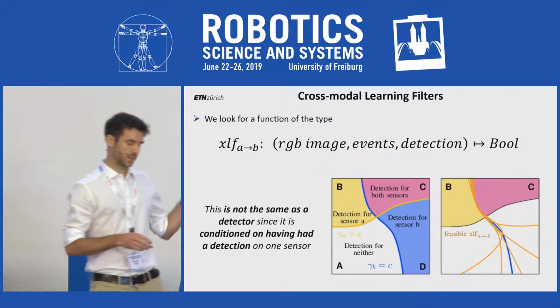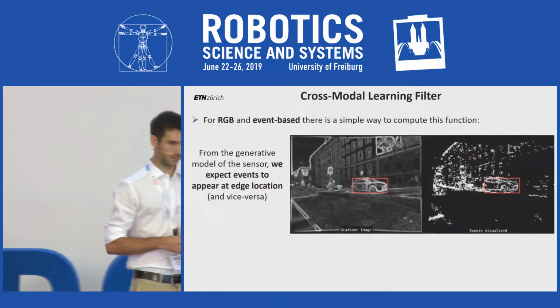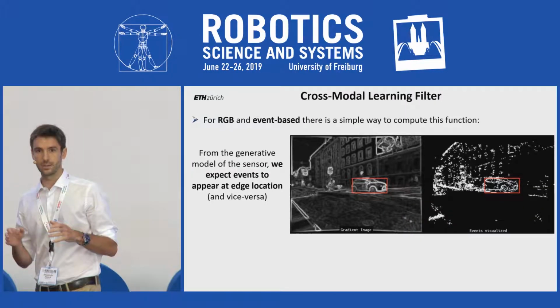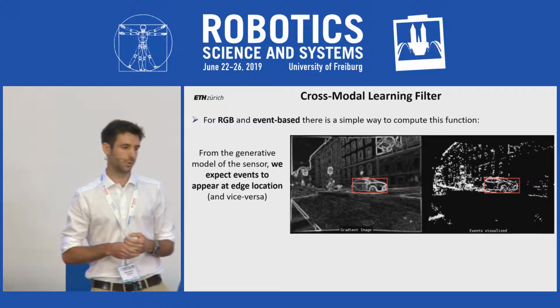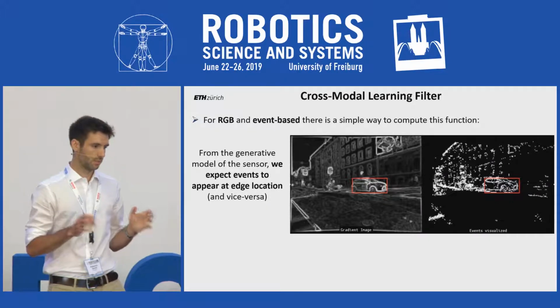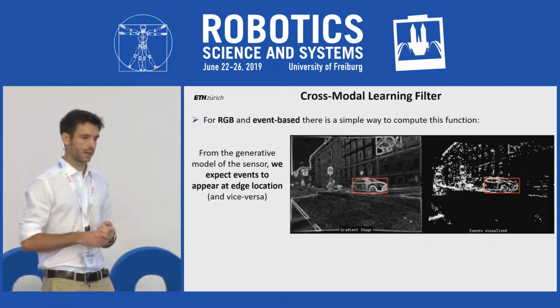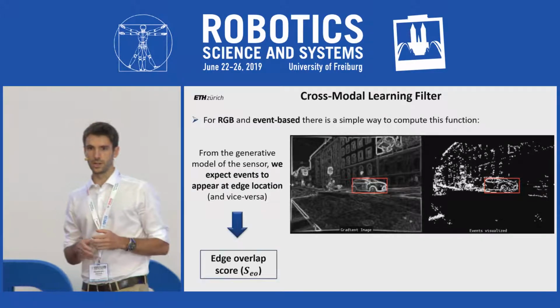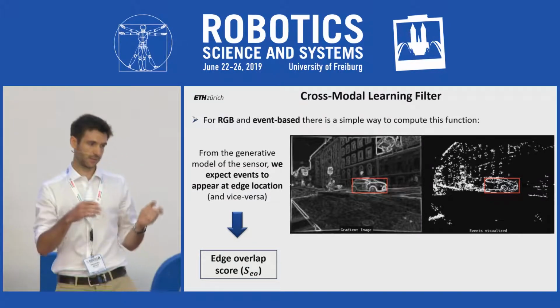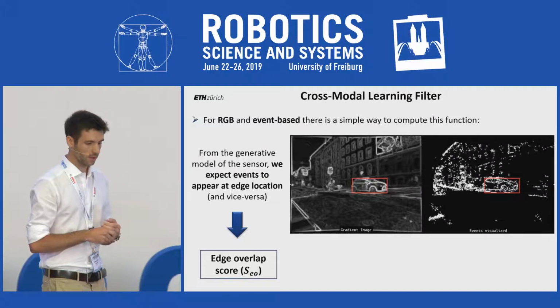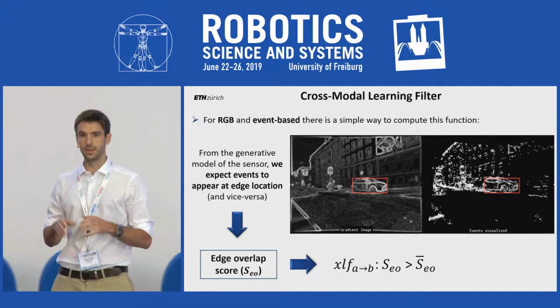This function seems a bit daunting, but it turns out that for RGB and event-based cameras, it's quite simple to compute. We look at the generative model of the sensor, and we check if events appear at edge locations where we expect them to be, and vice versa. Therefore, the cross-modal filters become a simple if statement.